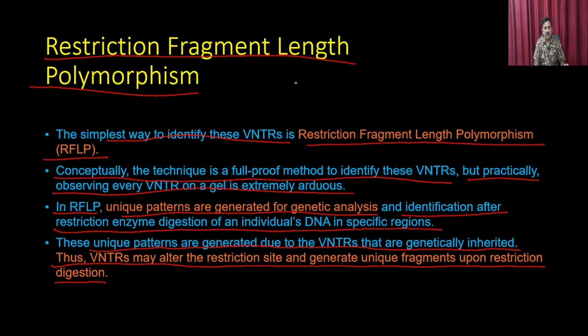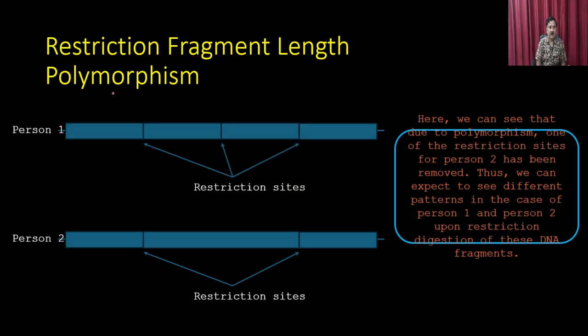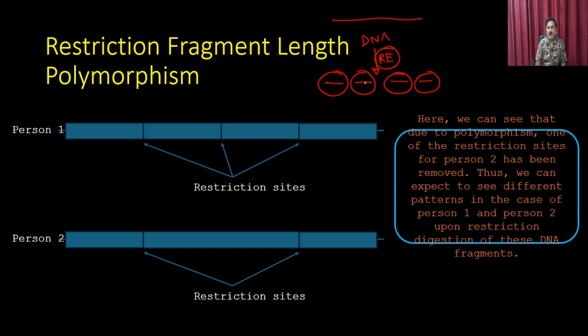So, what you do in this RFLP analysis is take a DNA and digest it with a restriction enzyme. When you digest it with restriction enzyme, it is going to generate fragments. The size of these fragments will depend on the location of the restriction enzyme sites on this particular stretch of DNA. Suppose this is the DNA. The location of the restriction site will vary depending upon whether the VNTR is present here or somewhere else. So, depending upon the presence and location of the VNTR, the fragments you get could vary. This is exactly what it is going to do.